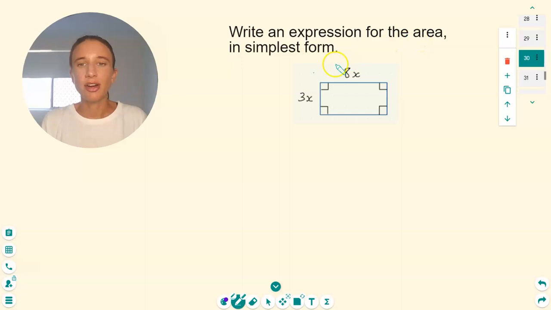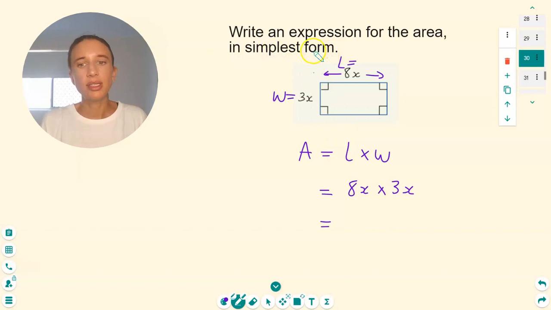Write an expression for the area in simplest form. Where you can, start with a formula. I know the formula for area of a rectangle is length times width. Now what's the length of this rectangle? The length is the longest side. So the length here is 8x and the width is 3x. I'm just going to substitute in: length is 8x, width is 3x.